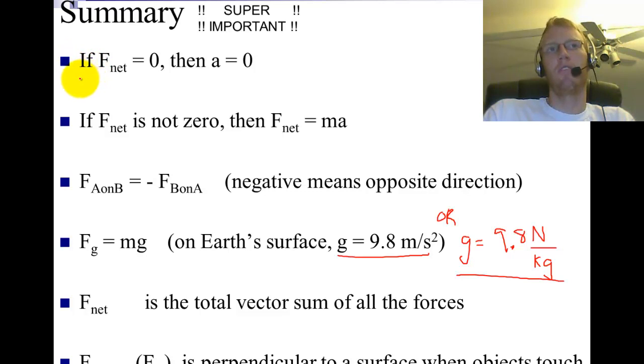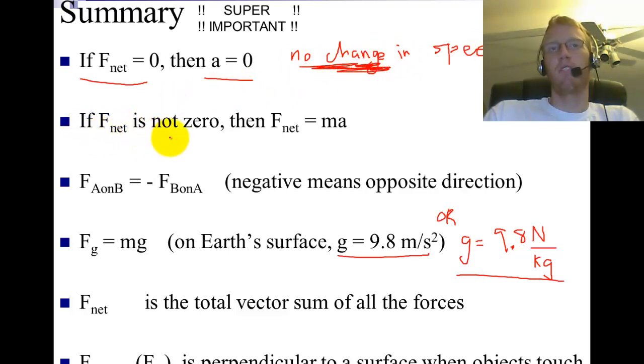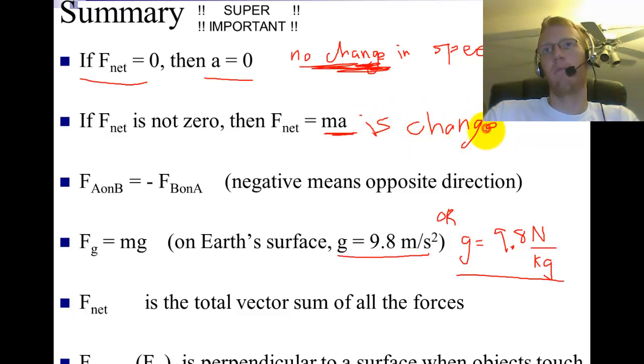Newton's first law summary: if the net force is 0, then the acceleration is 0. So that means no change in speed. It doesn't mean you're not moving. It just means there's no change in your speed. So there's no change. This is really, really, really important. If the net force is not 0, then of course you're accelerating. So there is change. So it's not about moving or not moving. It's about a change in motion.